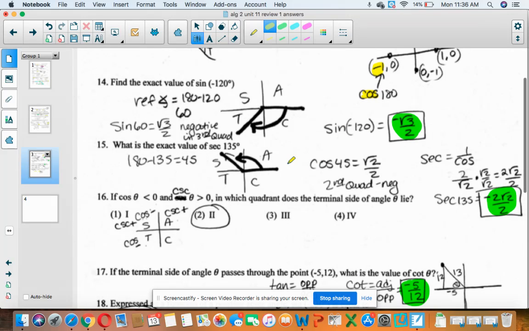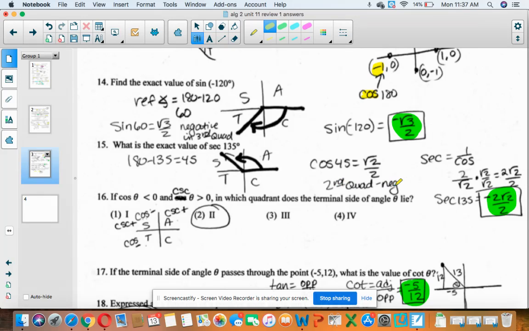Number 15 wants to know the exact value of secant of 135 degrees. So I drew a visual of 135 degrees. The reference angle, 180 minus 135, is 45 degrees. So basically, I have the secant of 45 degrees. Now, secant is the inverse of cosine, so I'm doing the cosine of 45 degrees. I look on my table, or I have it memorized, it is radical 2 over 2.